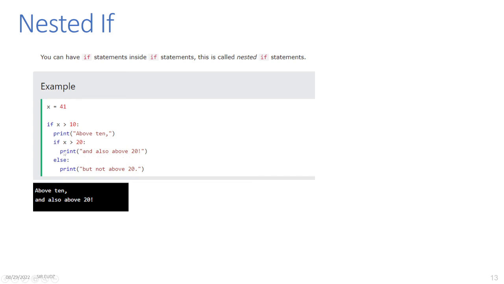So you notice if here, then we have another indentation here. So this one is actually part of this block, and this is part of this block. So be careful of your indentation. So, and also above 20, else print but not above 20 here. So in this case, 41 it will print above 10 and also above 20. That's why that's the output.